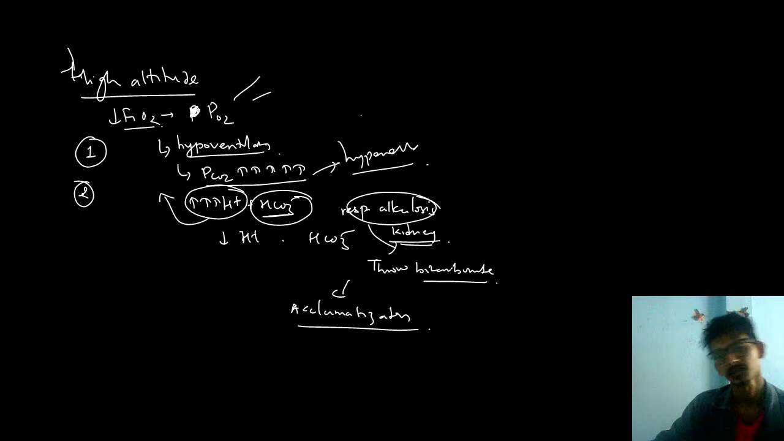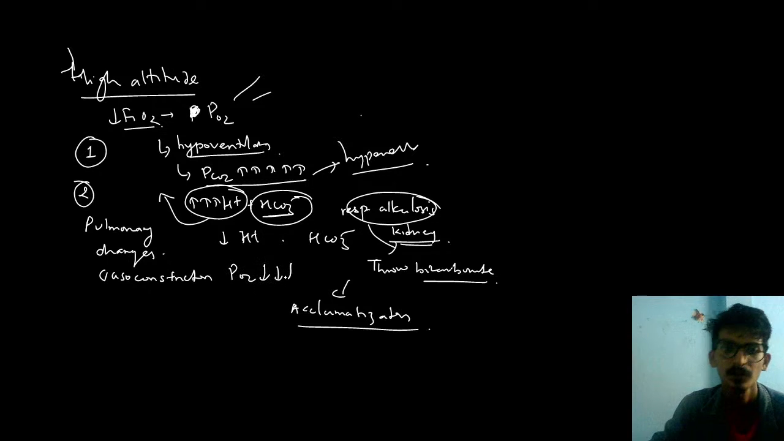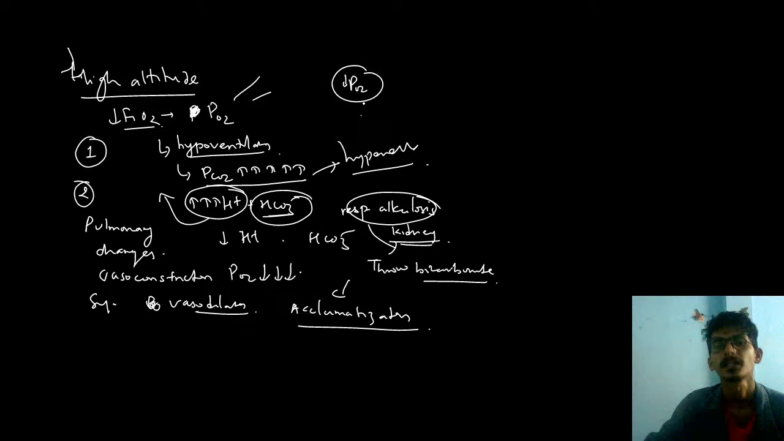First is the metabolic change. Second, I can have a pulmonary change when I reach the high altitude. Why does this happen? Because we know that the pulmonary circulation goes into vasoconstriction once the partial pressure of oxygen is less, whereas the systemic circulation goes into vasodilation. So that is the reason why, at high altitude, when the partial pressure of oxygen is less, the pulmonary circulation goes into vasoconstriction.